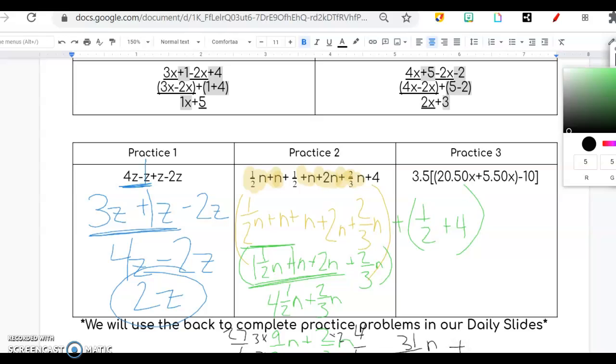Plus what's over here. Don't forget about that. That's 4.5 plus 4.5 to get my final answer. So practice number 3, I'm going to have you do on your own.